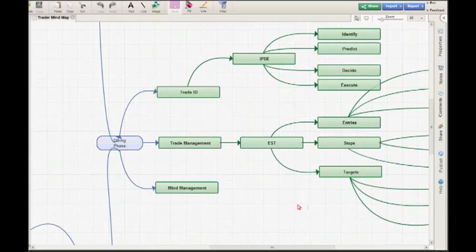Then you have the during phase of the trade. Now, 99% of what we're covering in this week is going to have to do with the during phase of the trading. Okay? First thing is trade ID, IPDE. We talked about it yesterday. Identify, predict, decide, and execute. Identify, what is the market currently doing?